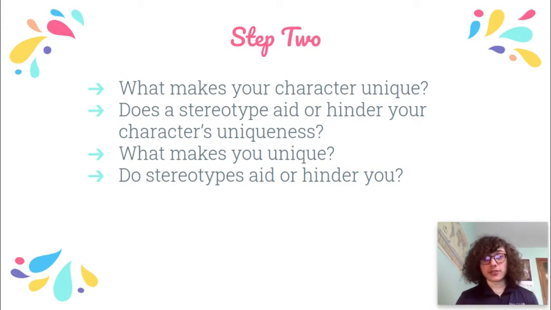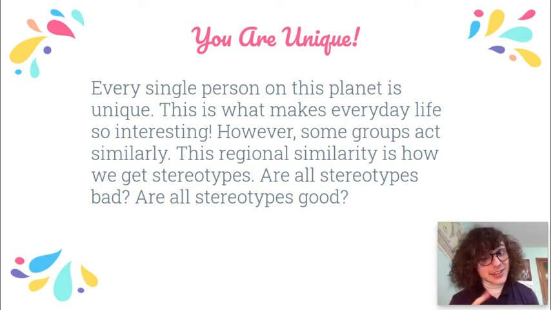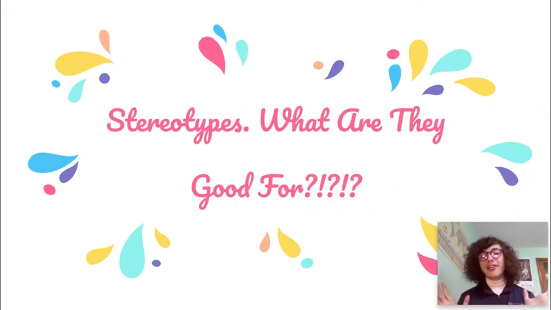And another thing you can do is you can use stereotypes. Stereotypes are a way that you can add, but I wouldn't use it too much, because every single person on this planet is unique. That's what makes everyday life so interesting and amazing. However, some groups act similarly. This regional similarity is how we get our stereotypes. And not all stereotypes are good, and not all stereotypes are bad. But stereotypes are that regional similarity blown to a proportion where it's unhealthy.